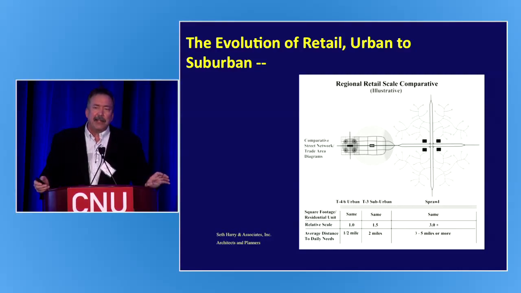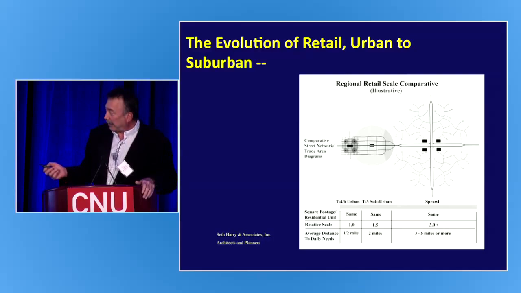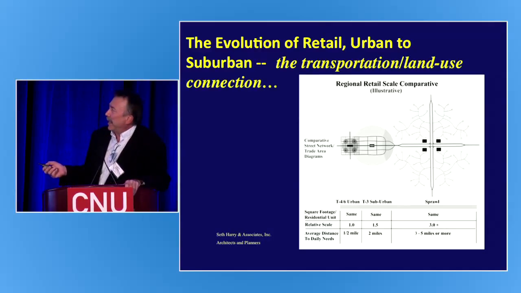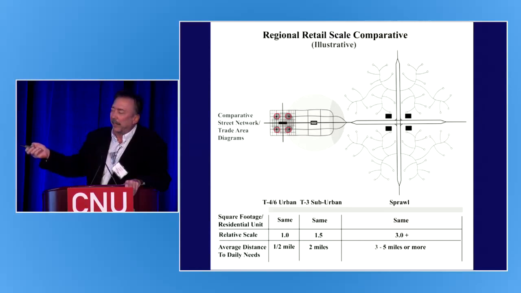And in looking at the retail patterns within that context, this interesting diagram emerged, which I found very useful to speak to. It's what I call the transportation land use connection. Because in a traditional downtown, which is what you're looking at here on the left, this was meant to diagrammatically represent historic downtown Omaha, their urban core.